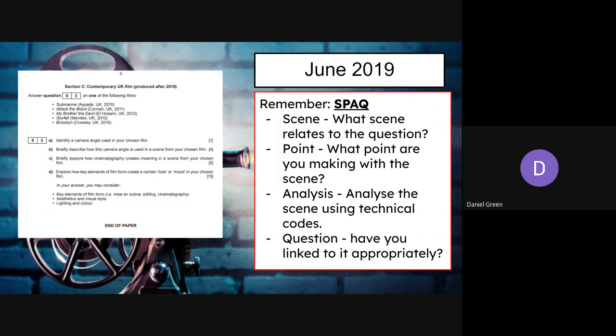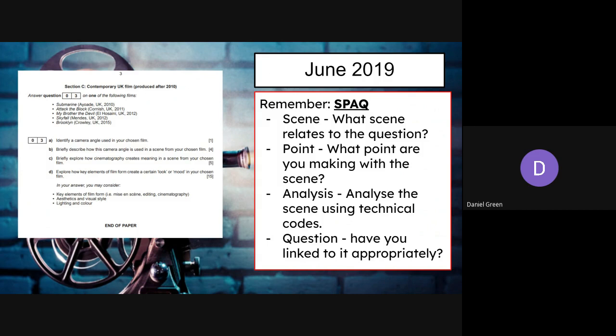camera angle. So if it's something a little bit out there, as long as it's well known, you can use it. Briefly describe how this camera angle is used in a scene from your chosen film. Interesting 4 marker. So it asks you for one specific scene, a bit like the 15 marker from earlier, but you obviously have to write less. Again, on the 1 markers and the 4 markers, stick to doing that many points.